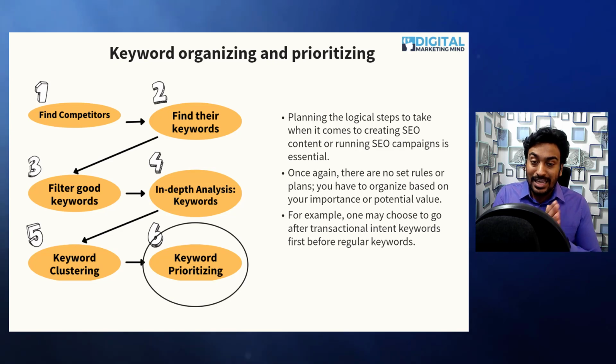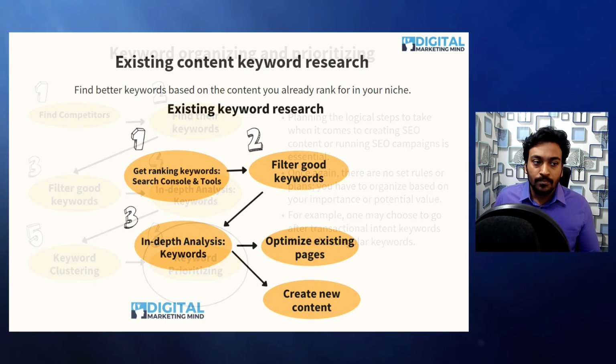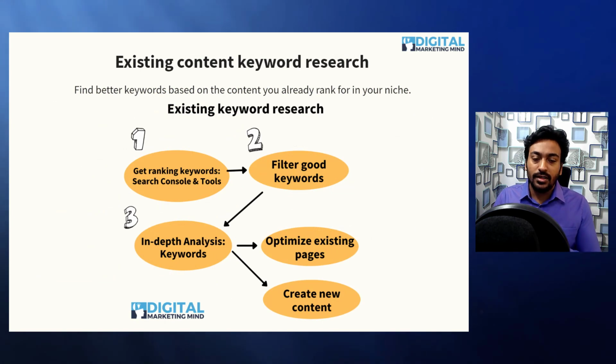Finally, same as the traditional keyword research, the final stage is keyword organizing and prioritizing. Based on all the keyword groups or different keyword clusters we created, we now go out and create a logical content plan depending on which keywords we want to focus on first, and move on. The next keyword research method is going to be existing content keyword research.